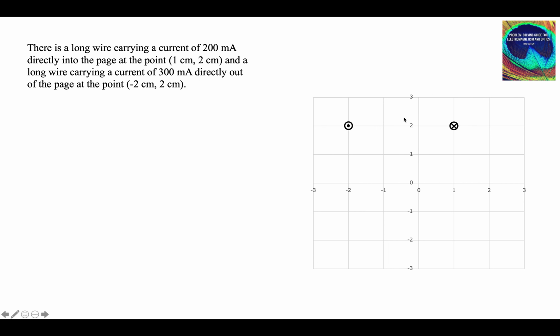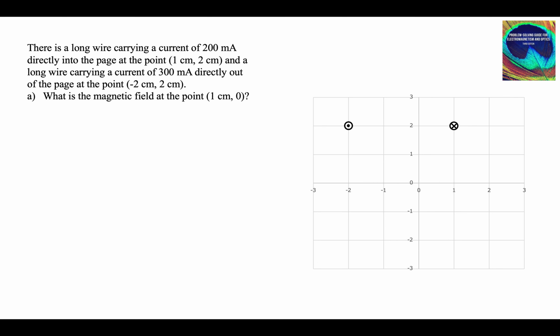So these are like parallel wires. This wire is carrying the current into the page. This wire is carrying current out of the page. And they go long in both directions. This wire is 300 milliamps at -2, 2.